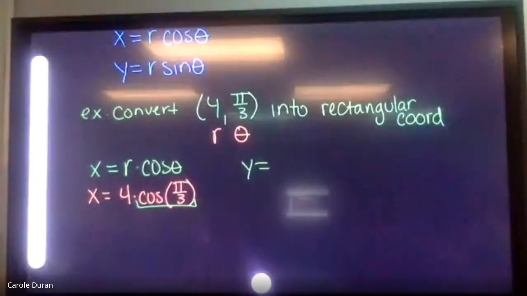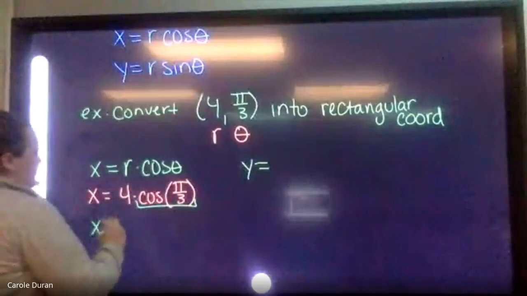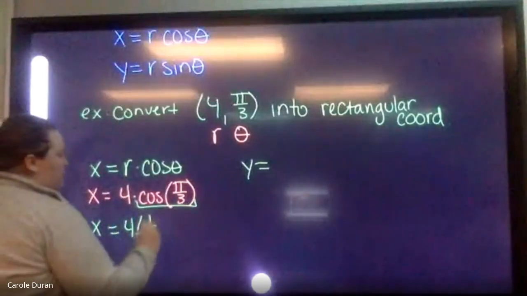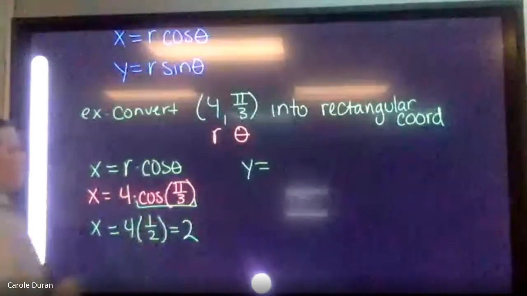Go to the back of your unit circle. Go to pi over 3 and slide your finger over until you hit the cosine column. What is cosine of pi over 3 equal to? 1/2. Good, you got it. So that means x equals 4 times 1/2, which just equals 2.